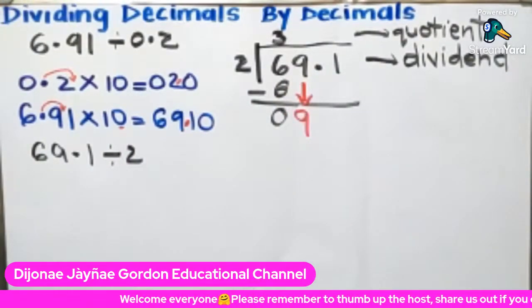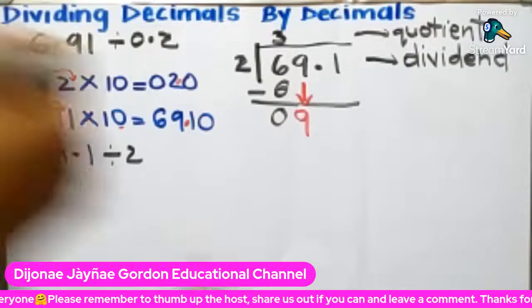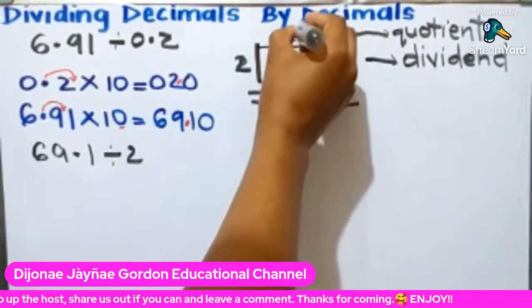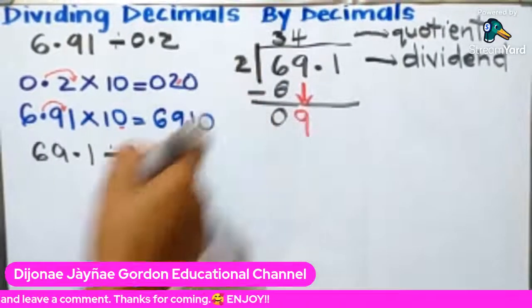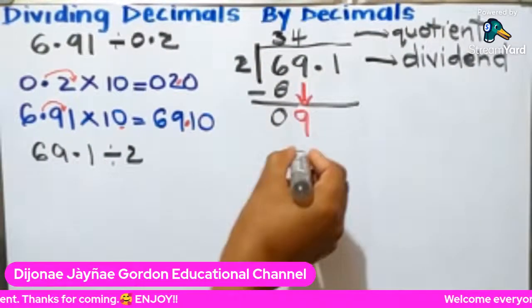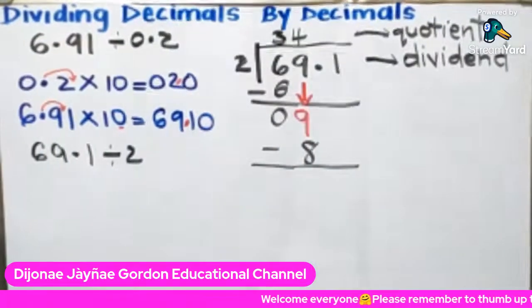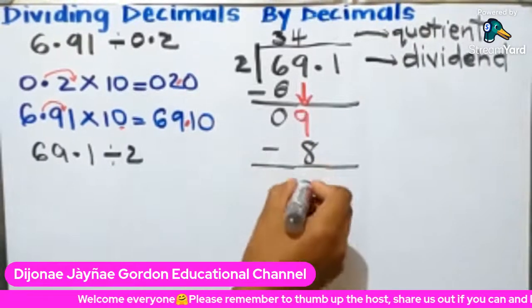How many groups of 2s can you get from 9? Of course, you can get 4 groups. Put my 4 right there. And of course, you're going to take this 4, multiply it by 2, and you're going to get 8. Put my 8 there, draw my line, take away. You have 9 things and you give away 8. You are left with 1.